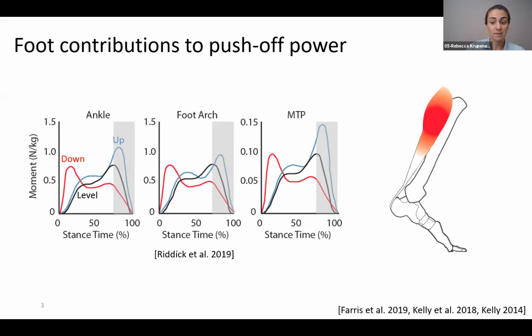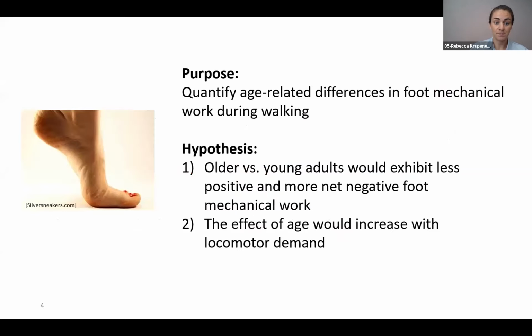Unfortunately, the majority of studies that compare gait biomechanics between young and older adults model the foot as a rigid segment, which may neglect potential age-related changes in mechanical contributions from the foot. This is particularly important because we know that aging is associated with changes in the structural properties of elastic tissues spanning the foot and ankle joint, which may act to disrupt the mechanical behavior of the foot. But the effect of age on foot mechanics during walking is relatively unknown.